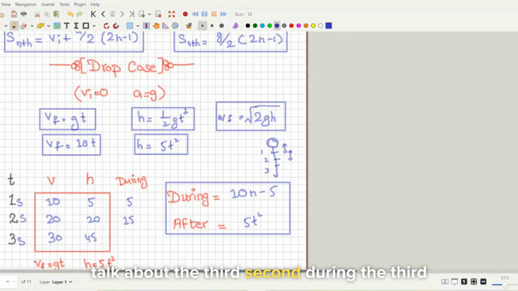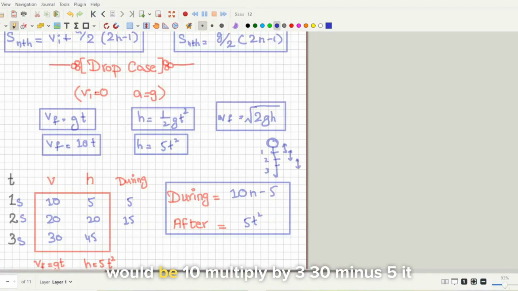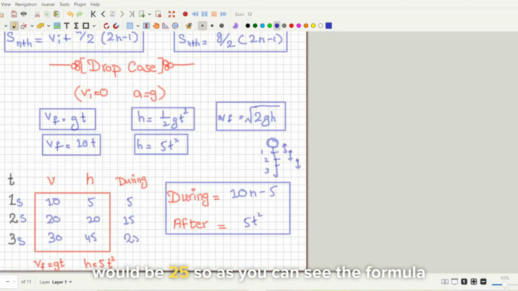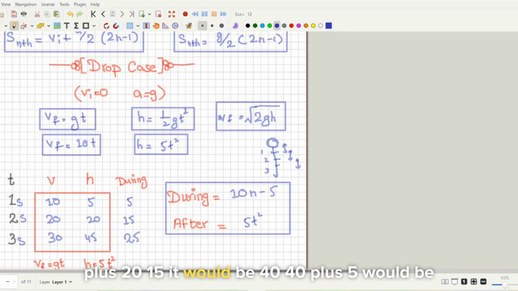And if we talk about the third second, during the third second, the formula would be 10 multiplied by 3, 30 minus 5, it would be 25. So as you can see, the formula for during and after is really different. If we add all the seconds, for example, if you add 25 plus 20, plus 15, it would be 40. 40 plus 5 would be 45.